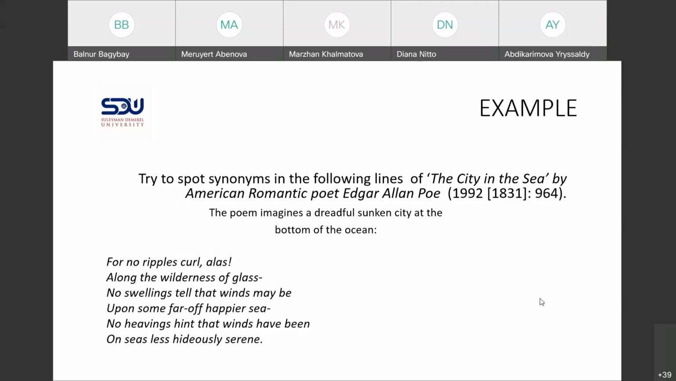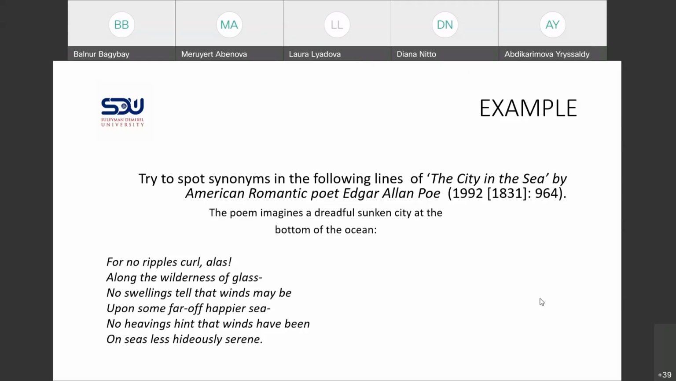For no ripples curl, alas, along the wilderness of glass, no swellings tell that winds may be upon some far-off happier sea, no havings hint that winds have been on seas less hideously serene. Thank you very much. Lovely reading.